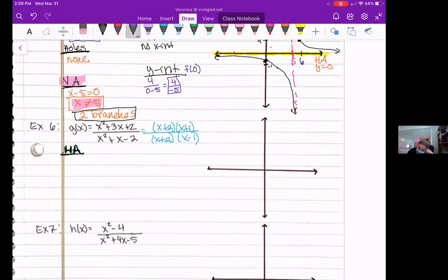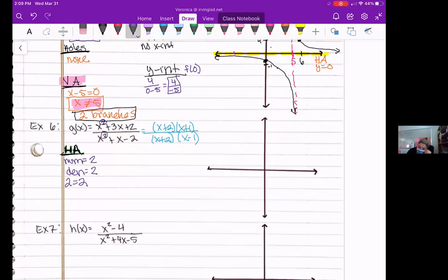So the degree of the numerator, what's the degree of my numerator? Look at the original problem, x squared plus 3x plus 2. And then my denominator, what's the degree of my denominator? So that means that we have 2 equals 2.